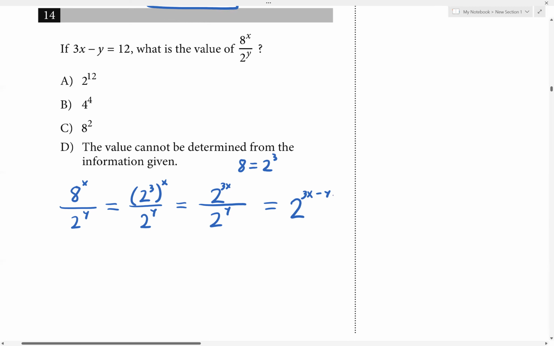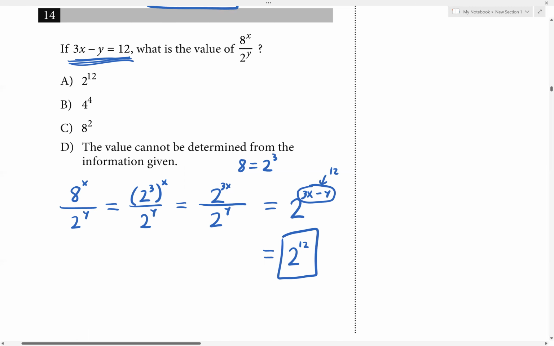How do we solve from here? If you look at the question, what did they give us? It says 3x minus y equals 12. That's how we make a connection. We know 3x minus y is actually 12, so this whole exponent, 3x minus y, is 12. We can just plug it in, so this will be 2 raised to the 12 power, and that's it.